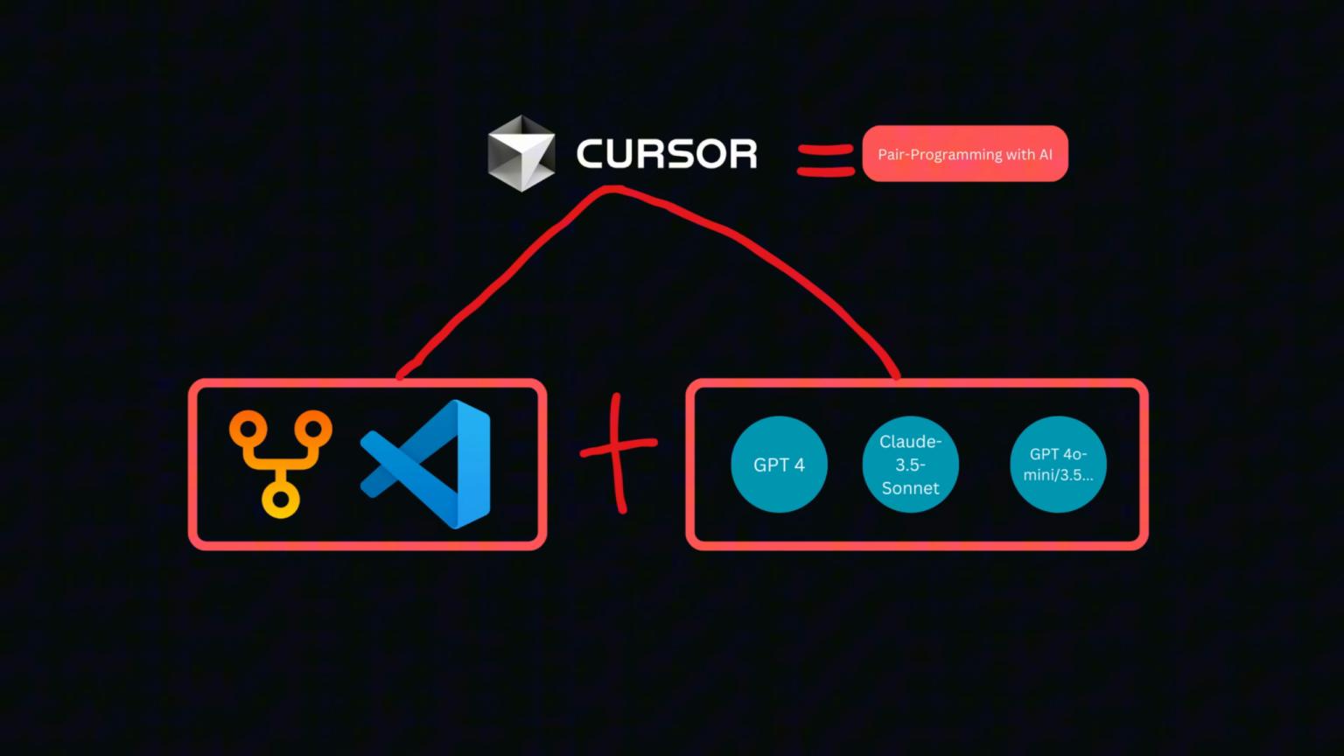Now, what exactly does Cursor AI bring on top of VS Code? The main purpose of Cursor AI is to fill the gap between your IDE or code editor and AI models. It basically enables you to interact with the AI model as you would pair program with it. Let's explore its features by practice.